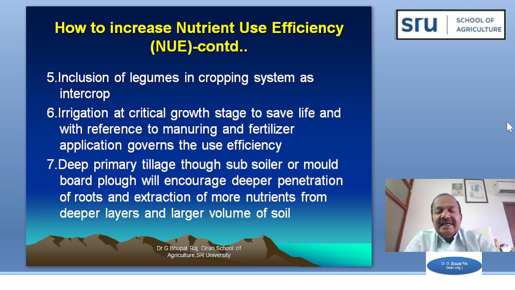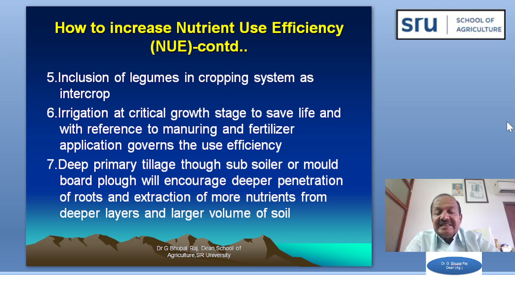The irrigation at critical growth stage, and with reference to the manuring and fertilizer application, governs the use efficiency. Whenever the critical stage of the crop requires more quantity of that particular nutrient, and whenever we apply the fertilizer followed by a little irrigation, it increases the use efficiency. So irrigation and water availability play an important role.